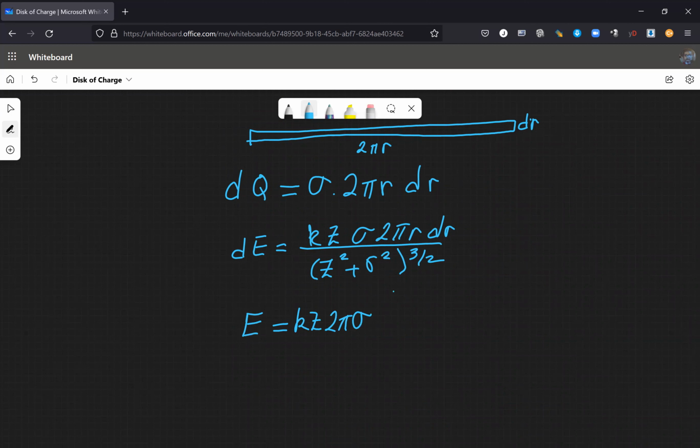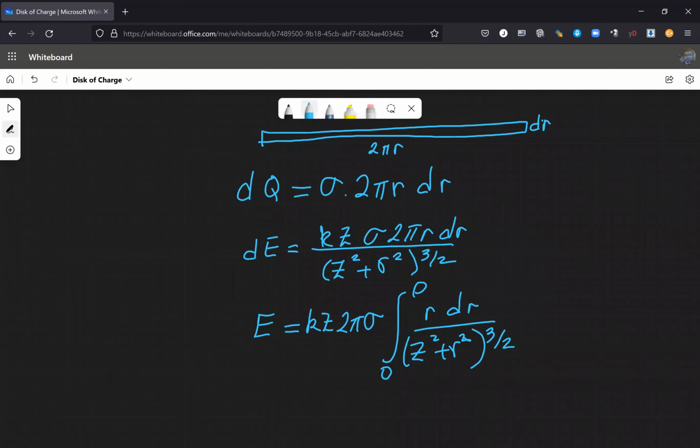All right. And I'm going from 0 to the radius of the ring. Right? The radius of the ring is capital R. So this is a standard integral, where basically we use substitution.